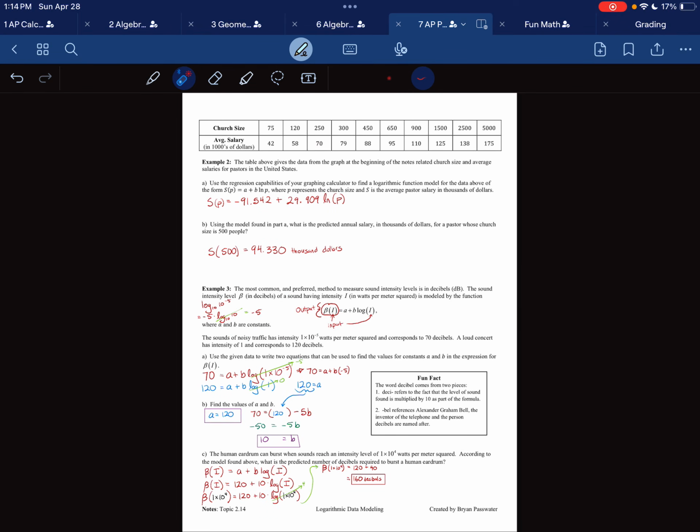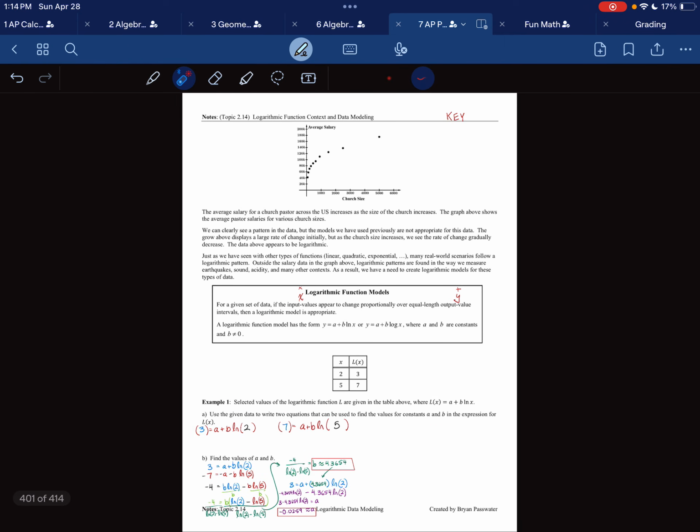All right, that concludes notes for topic 2.14 for AP Precalculus, logarithmic data modeling. There's a back page, there's a front page.